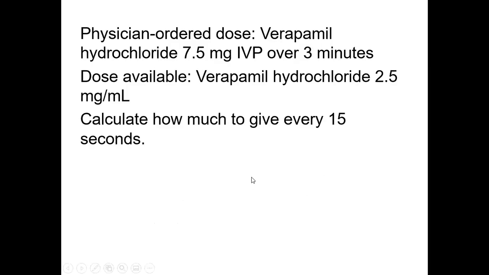All right, physician ordered verapamil hydrochloride, 7.5 milligrams, IV push over 3 minutes. Okay, so what does this mean? We have to give this drug slowly, okay? So what we're going to do is calculate out how much we have to give every 15 seconds so that we give it correctly over those 3 minutes. So if every 15 seconds we're pushing a little bit, a little bit, a little bit until we get up to 3 minutes, then we know we've given the dose correctly and hopefully it doesn't cause any harm to the patient.